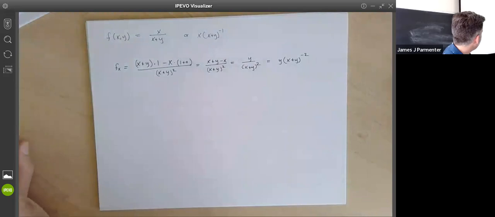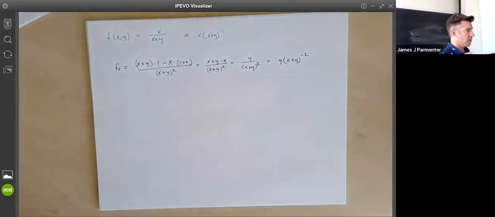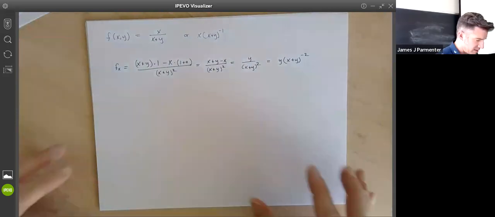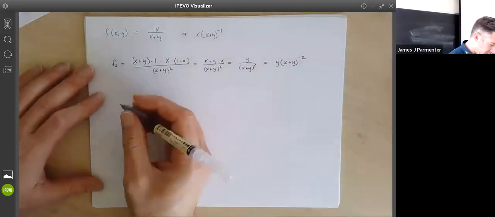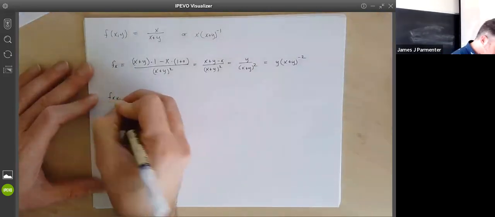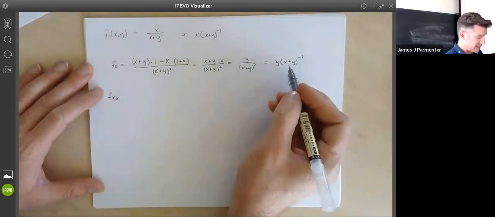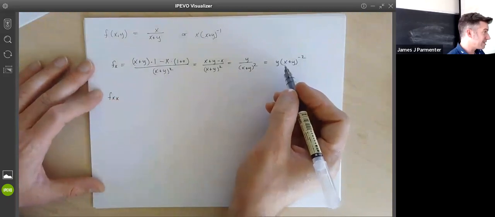And to be honest, if I'm doing all the first and second partials and the mixed partials, I think it's usually easier to do fx and fxx right in a row. So I'm going to do fx and then I'm going to do fxx. So I'm just going to take that one there and take the derivative of that with respect to x.